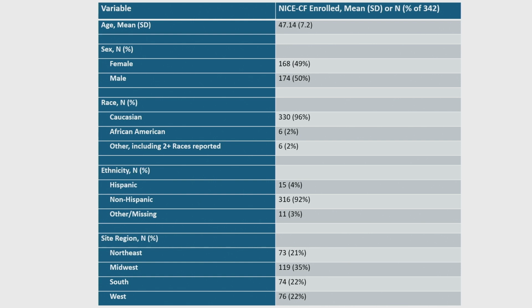But mean age of 47, equally matched in terms of men and women. As with most CF studies, 96% Caucasian. 4% Hispanic, although we really tried to increase that number in terms of enrollment. And you can see pretty uniform distribution across the US, again, due to amazing teams that we worked with.